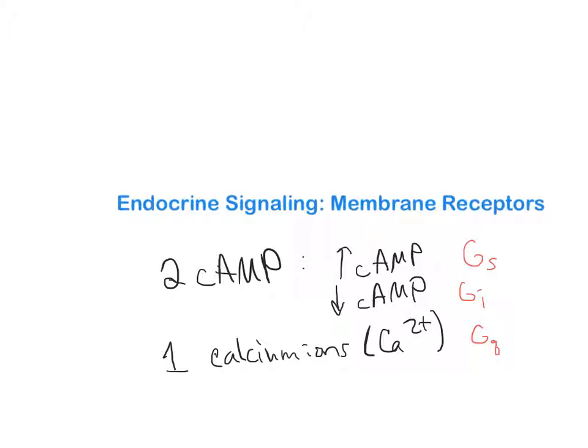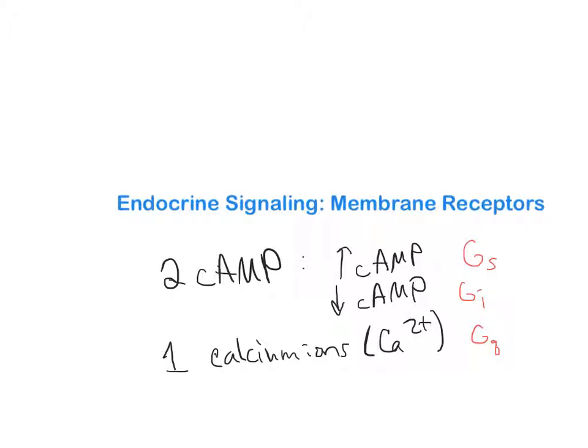For the most part, each of these pathways is triggered by different hormones. Epinephrine and norepinephrine are an exception to this, though. Epinephrine and norepinephrine can actually trigger any one of these three pathways. It just depends on what receptor the hormone is interacting with. So different epinephrine, norepinephrine receptors use different pathways.